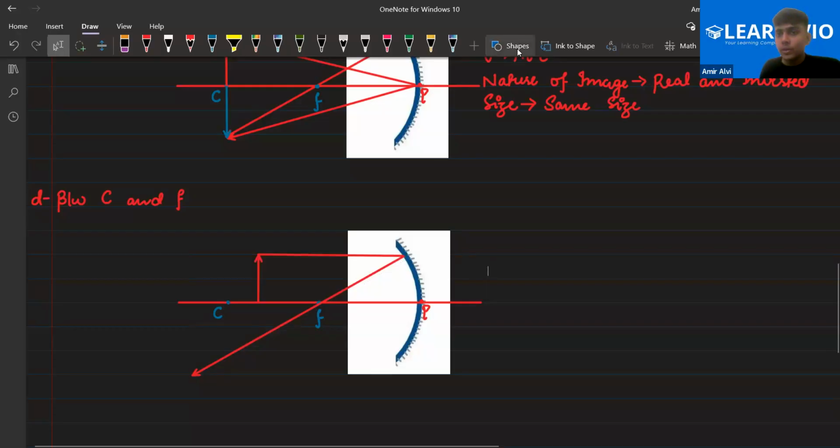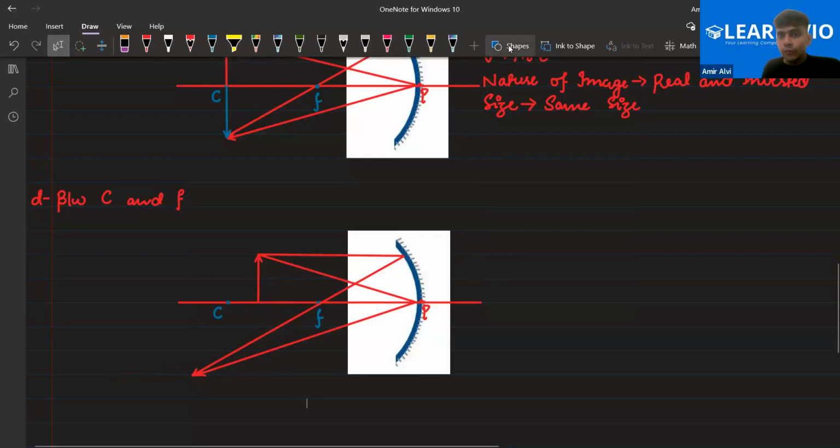And the next ray would be when the light ray strikes the pole. It will reflect back with the same angle due to the laws of reflection. So as you can see, everyone, the image is formed beyond C. The object was placed between C and F, and the image is formed beyond C.